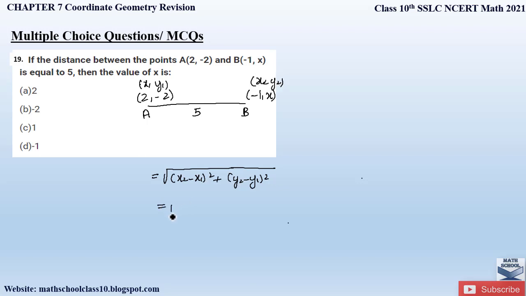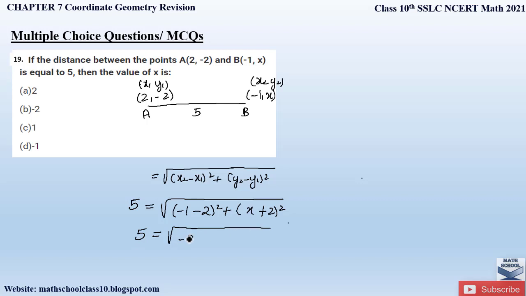So we will get here, they have already said that the distance is 5. So distance AB is 5, equal to, applying the formula now. What is x2? It is -1 minus 2 the whole square plus y2, which is x minus y1, that is minus into minus will become plus 2 the whole square. So 5 is equal to square root of (-3) the whole square plus (x plus 2) the whole square. So this will be square root of 9 plus (x plus 2) the whole square.